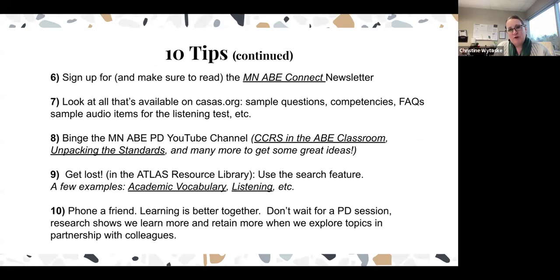Sign up for and make sure to read the MN ABE Connect newsletter. Again, I'll say it again, go to the CASAS.org website. There's lots of good information there. Sample test items, questions, things like that. And then also, if the teachers are curious, you could decide as a program if that's something you allow them, to take a test so they get a look and feel for it.